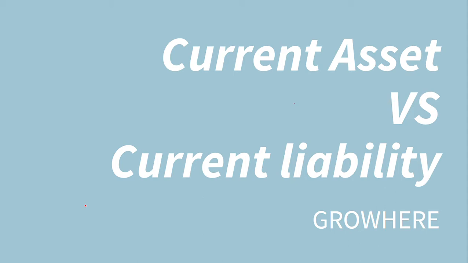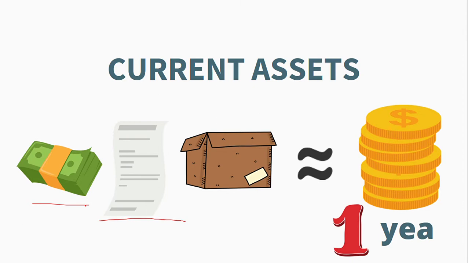Today we'll be doing current assets versus current liabilities. Let us begin. So current assets represent assets of a company that are expected to be sold, consumed, used, exhausted, whatever, in standard business operations within a year's time.